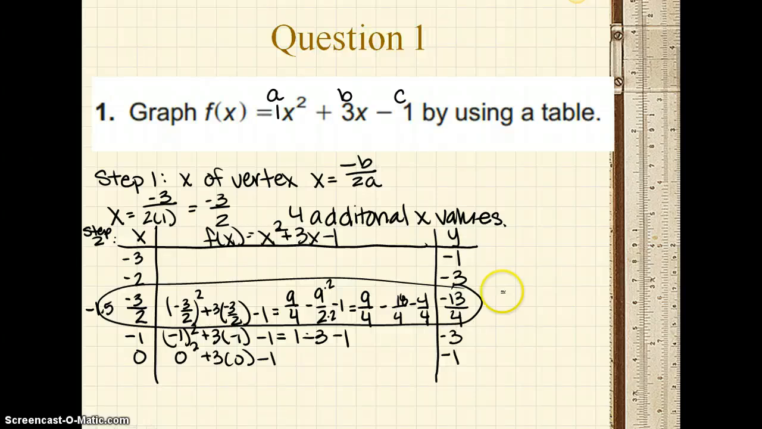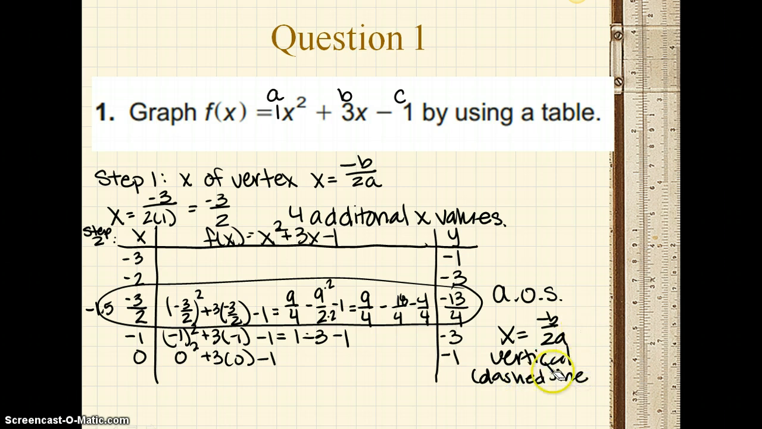Then you would graph the axis of symmetry, and as a reminder, that would be x is equal to negative b over 2a, and that's a vertical line, dashed, I should say, going through the vertex. Okay, that's the end of this review video.